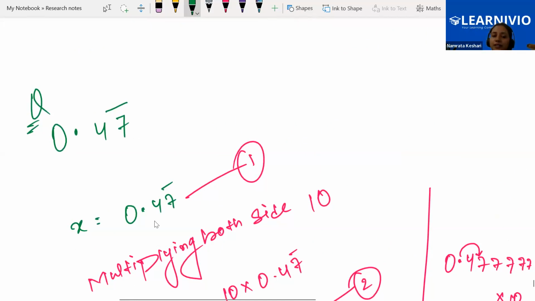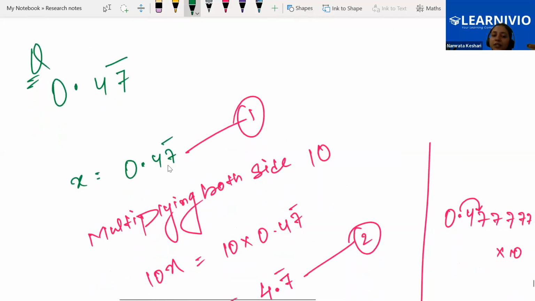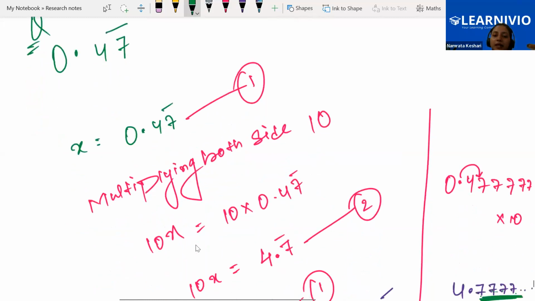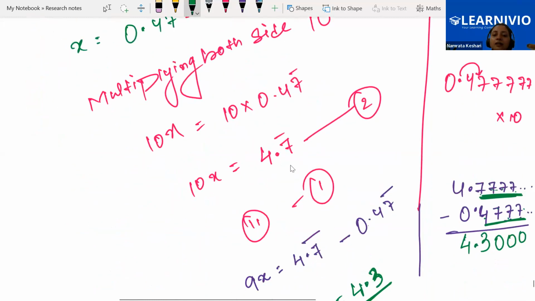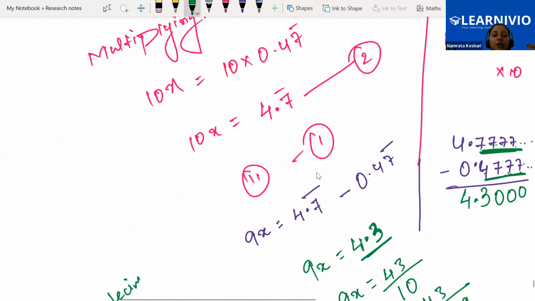First, whatever is given, take it as a x. How many digit is repeating itself? 7. Multiply both side by 10. Okay, write it like that. Then do the subtraction. While doing the subtraction, here you have to be careful. Why? Because 7 bar ke just below 7 bar, we are not getting 7 bar. So 0 we are not able to make.